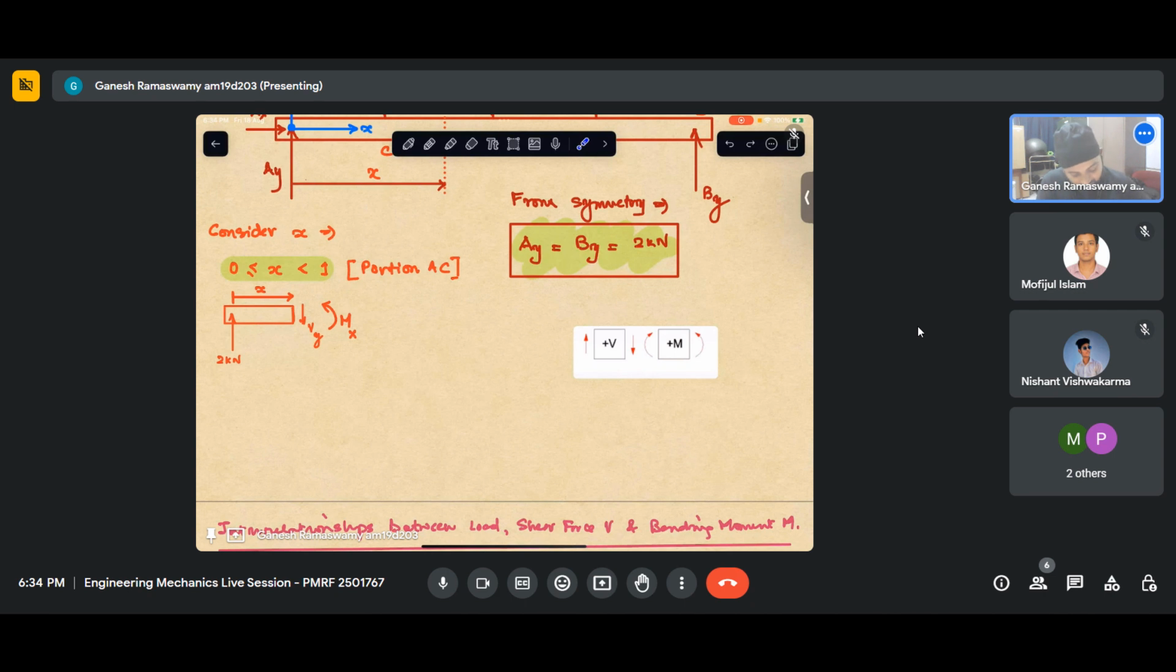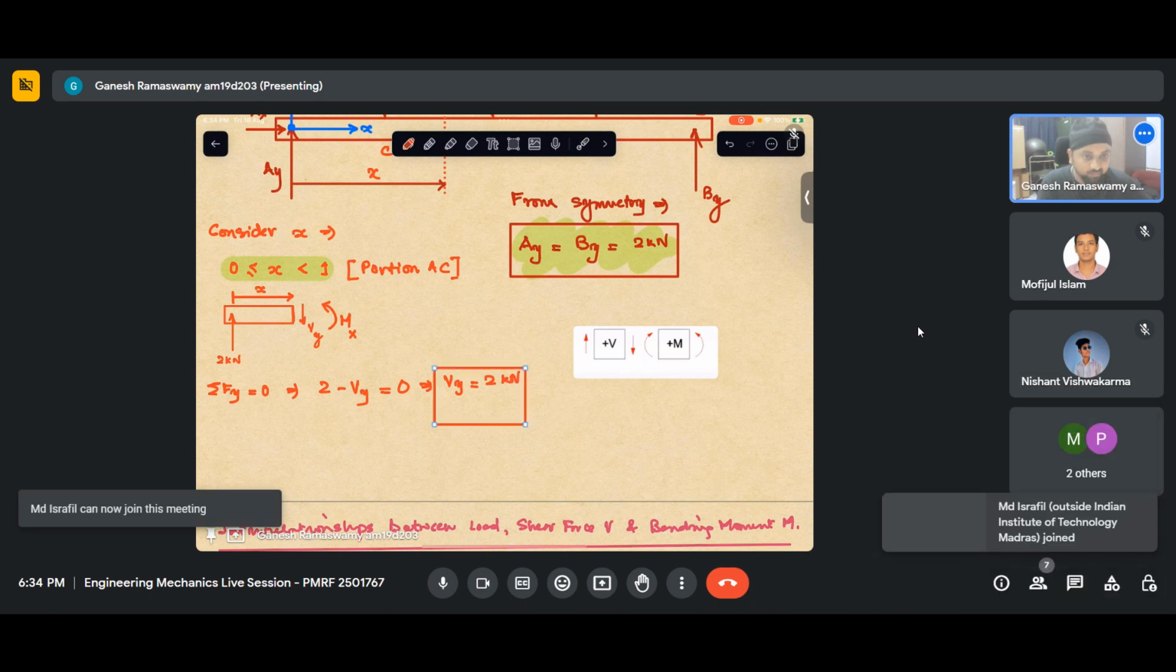Now, how do I solve for Vy? I simply apply the condition sigma Fy equals 0. What does that give me? Plus 2 because it is pointing in the upward direction, and then minus Vy equals 0. Since I am adding the forces, my moment will not appear in that equation. So what does this give me? Vy equals 2 kilonewton.